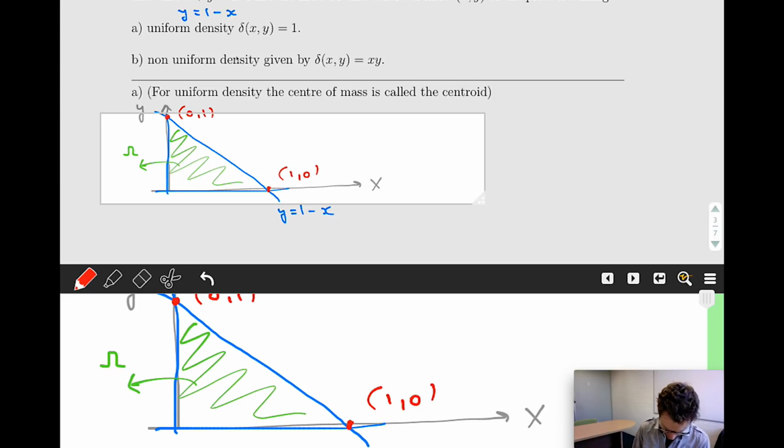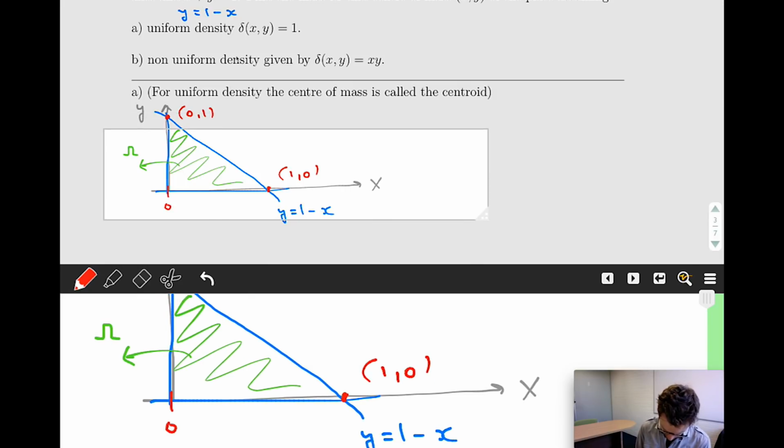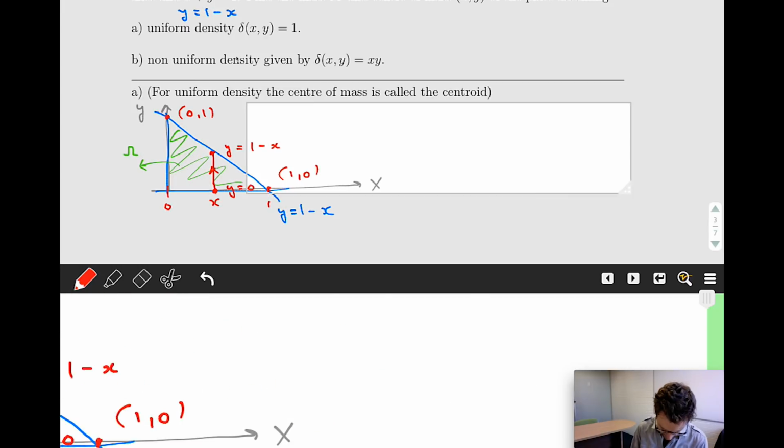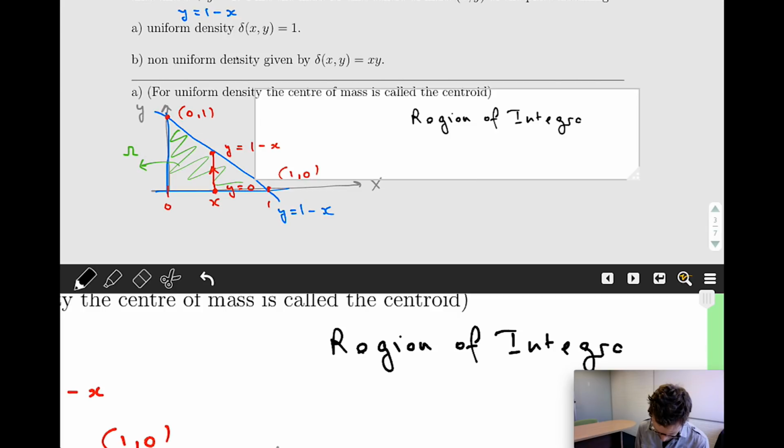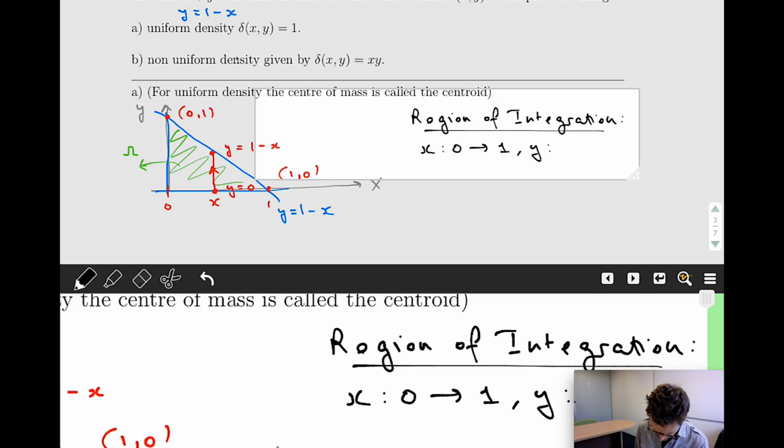And if I pick values of x between 0 and 1, pick values of y between 0 and 1 minus x, then my region of integration is going to be given by the following limits. x goes between 0 and 1, y goes between 0 and 1 minus x.